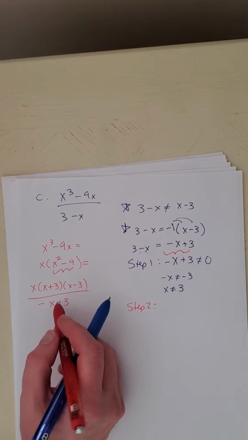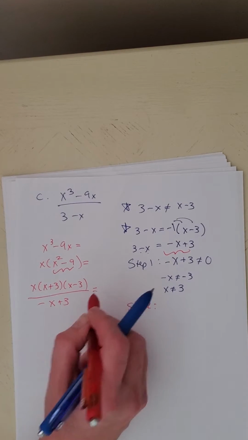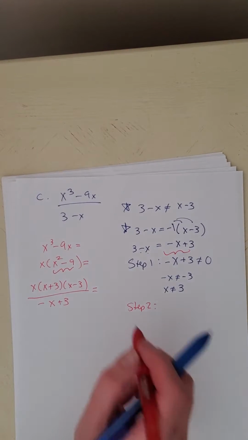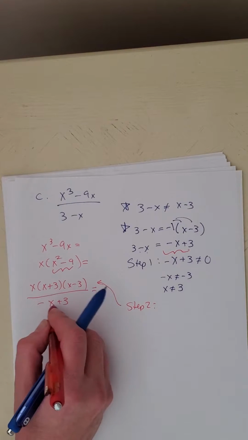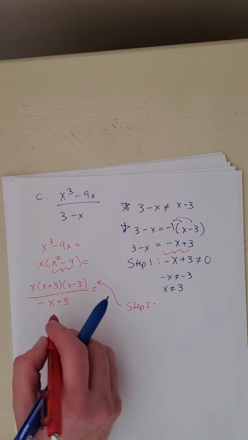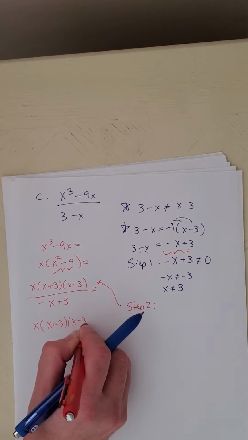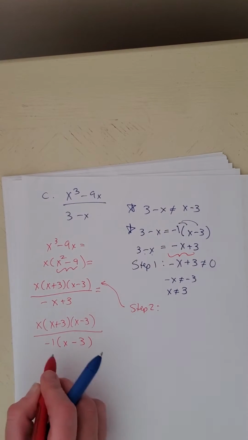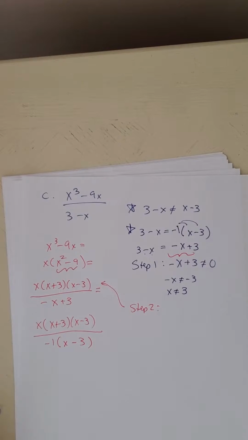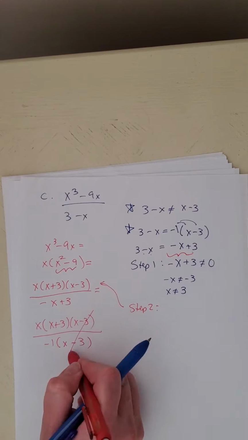Now, if I factor out a negative, I will be able to cancel something out. So as it stands right now, nothing reduces. So there was my step 2, right, factor. I'm going to go ahead and take a negative out of this. If I take a negative out, I will have negative 1 times x minus 3. If I multiply this negative through, I will end up with this expression. And so now these will reduce.